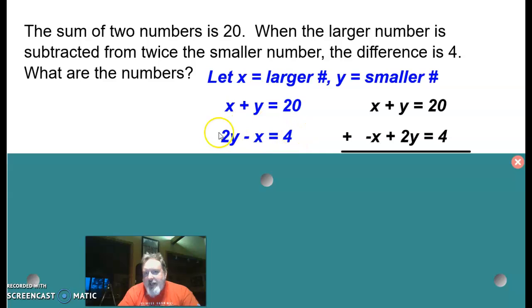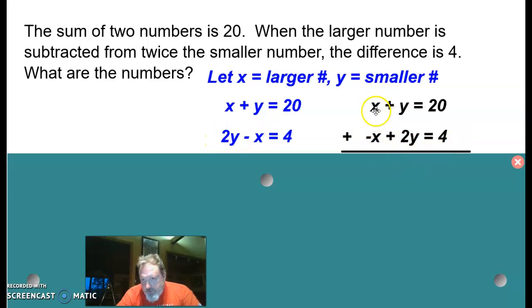So I went and rewrote this equation right here, and I just put the x first. So negative x plus 2y equal to 4. So here's our two equations. This one's out of order, so I just switched those terms. Since we're adding and subtracting, we can do that. So technically plus a negative x is the same as minus x. So we put that one first, plus the 2y equals 4.